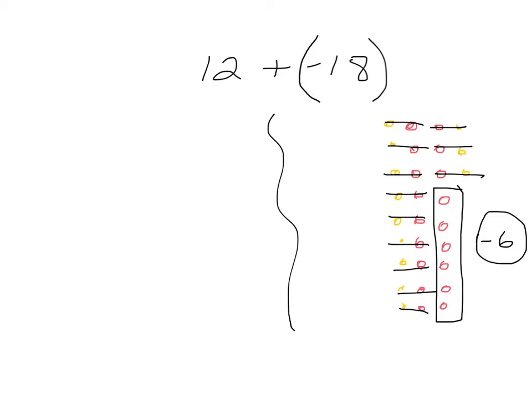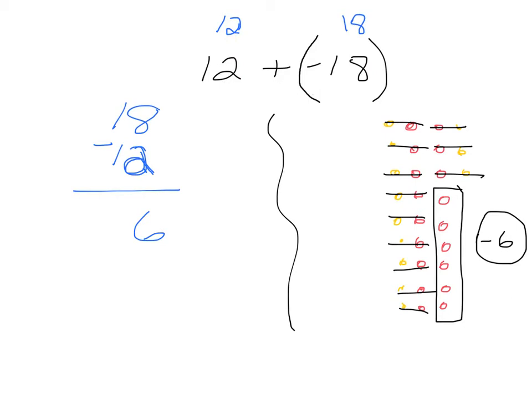Absolute value of 12 we know is just 12. So I'm going to mark that at the top. Absolute value of negative 18 is just an 18. So now I'm going to use both of these absolute values and put them down here. So I will say 18 minus 12 is 6.